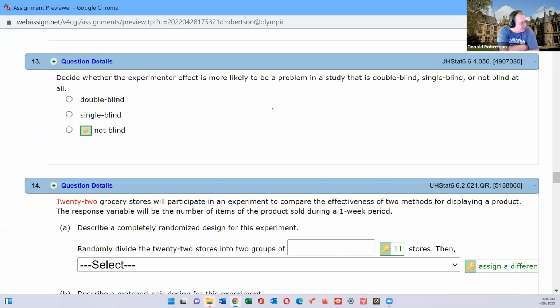This one's going to be a nice easy one. Decide whether the experiment or effect is more likely to be a problem in a study that is double blind, single blind, or not blind. It's going to be a problem if it's not blind. Actually, if you are going to be the person collecting the data, it's going to cause a problem.